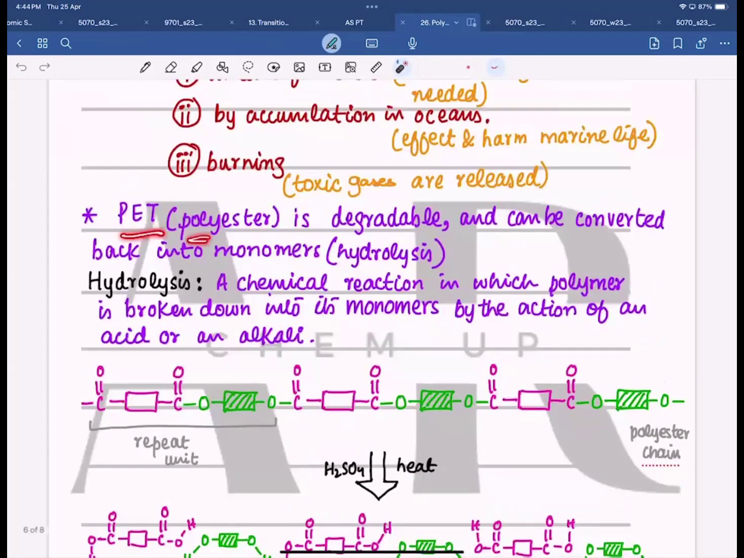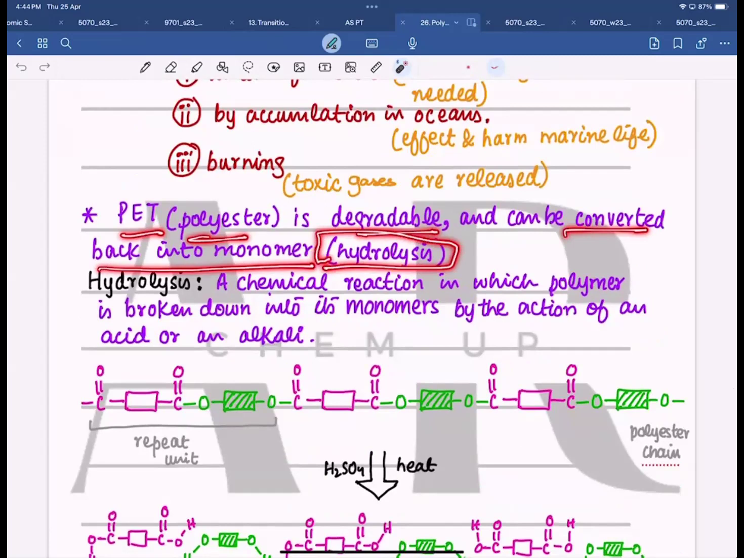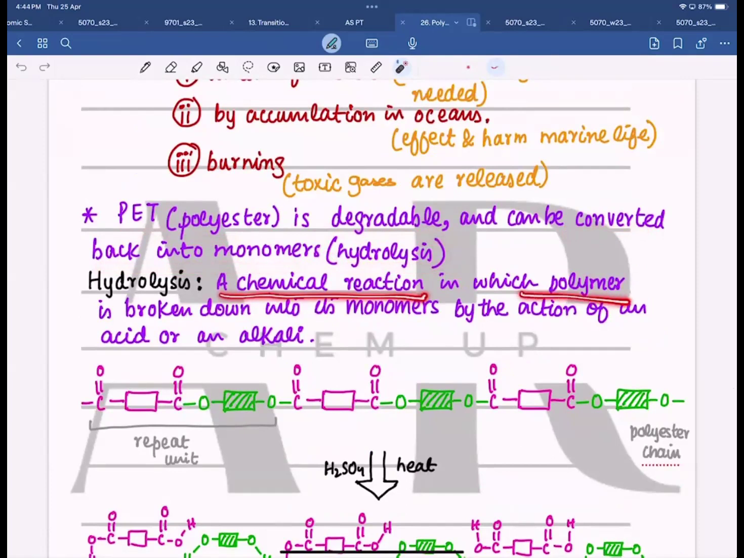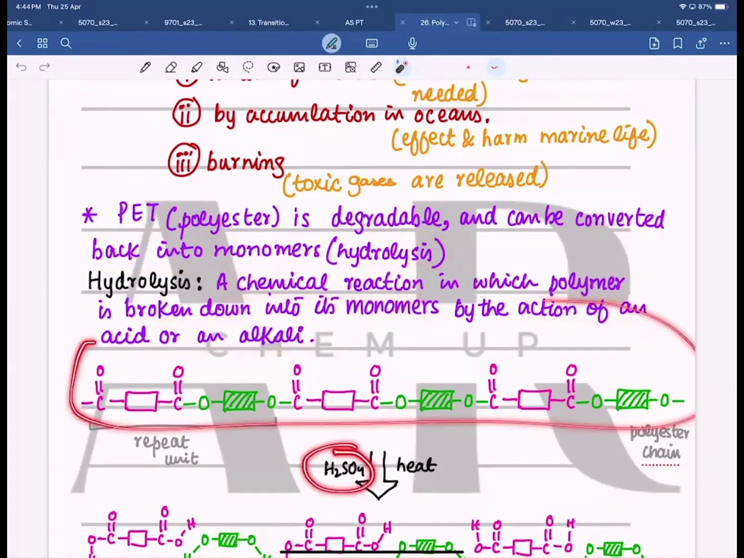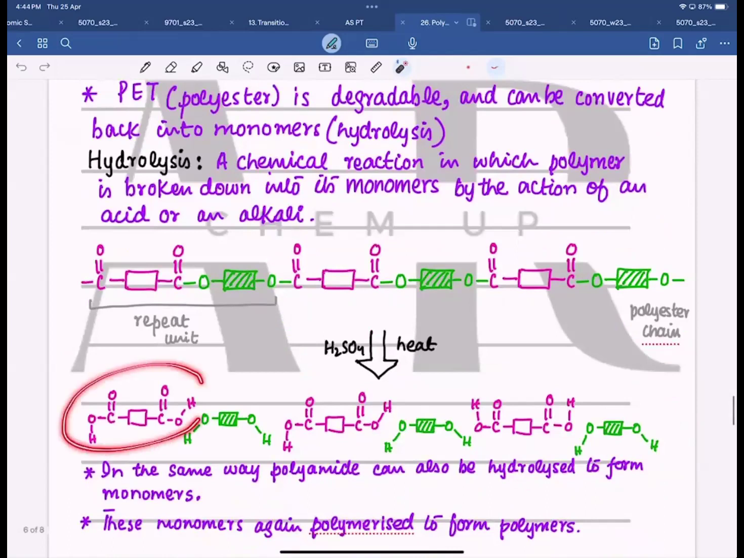Okay, now PET, a polyester, is degradable and can be converted back into monomers. The reaction by which we convert them into monomers is called hydrolysis. Hydrolysis is a chemical reaction in which a polymer is broken down into monomers by the action of an acid or an alkali. So what we do is put the polymer, add either an acid or a base, and then heat it. On heating, what will happen? The linkages which were made to join them are broken down. As a result, you see the monomers are formed again.